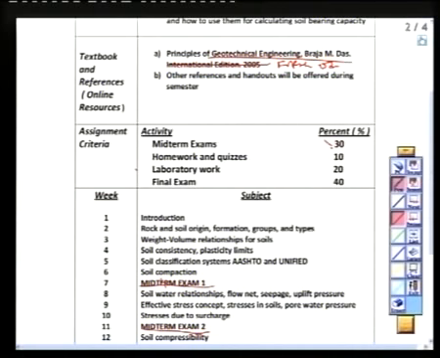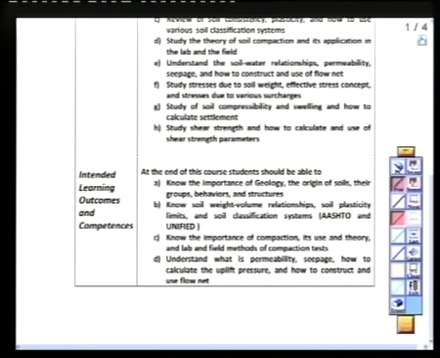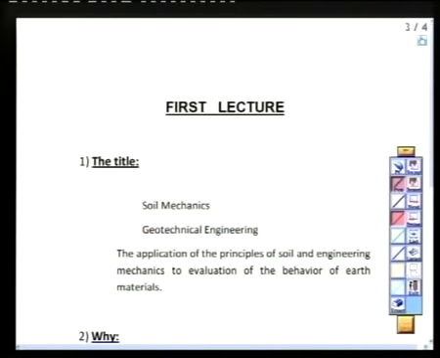So, our title is Soil Mechanics, but at the same time, our textbook is Principles of Geotechnical Engineering. So, what's the difference? Is it soil mechanics or geotechnical engineering? Let us go to the page after the first lecture. Now, is it soil mechanics or geotechnical engineering? Is there any difference? Of course, there is a difference. Otherwise, we would not use 2 terms. There are differences, but they are minor.